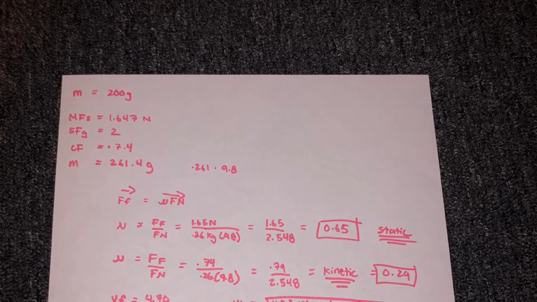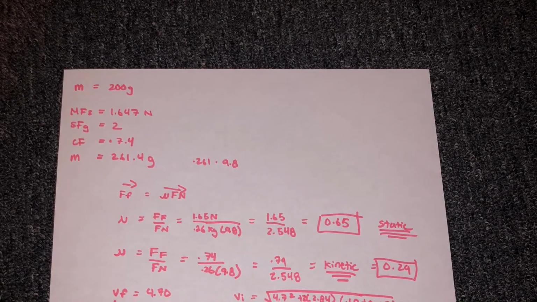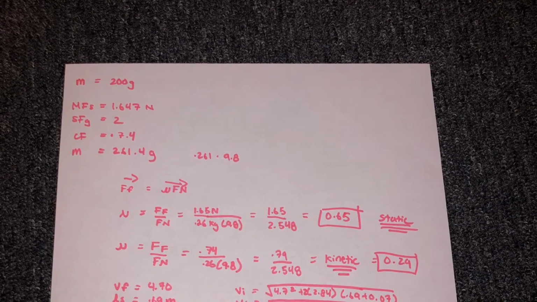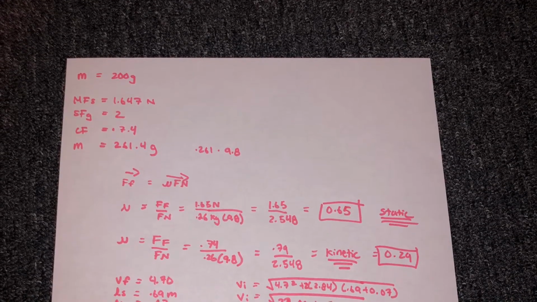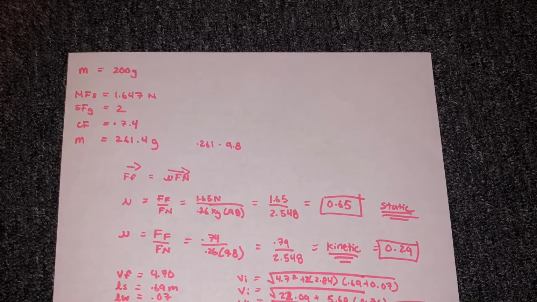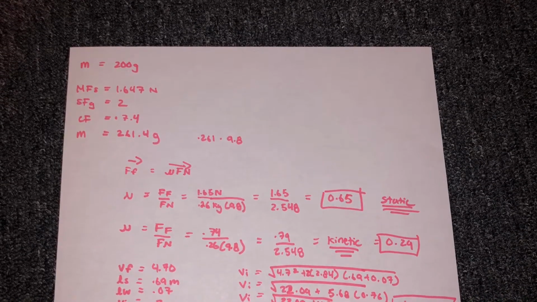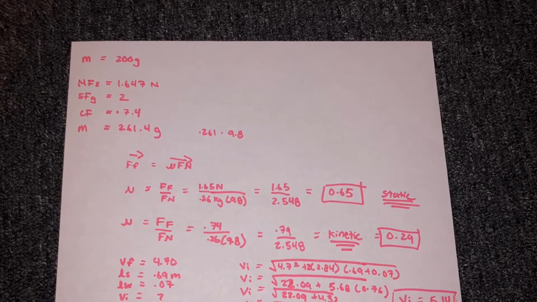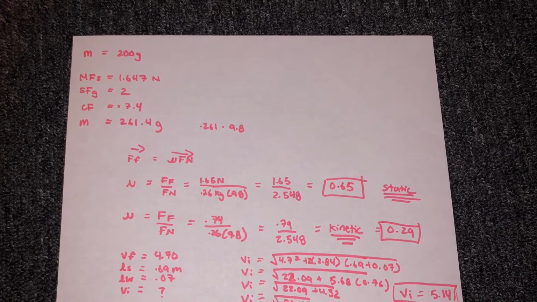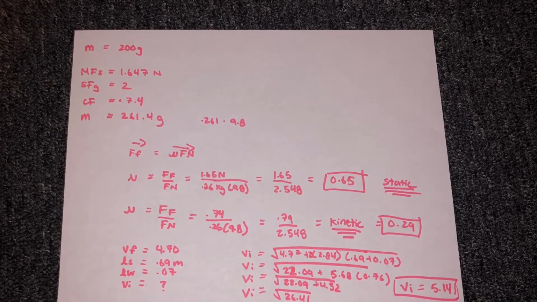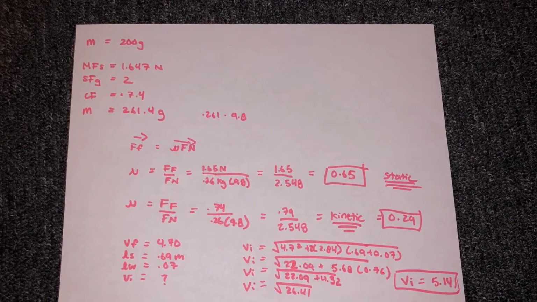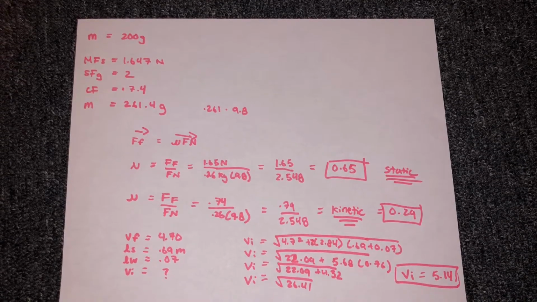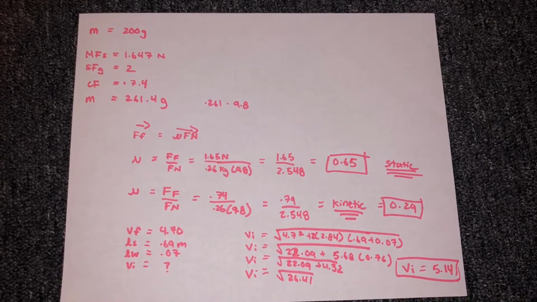Here, you have to solve for each to find the friction of the skid. To figure out mu for static friction and kinetic friction, you have to divide final force by normal force, and then multiply by gravity, which is 9.8 meters per second. The static friction, in this case, was 0.65 while the kinetic friction was 0.29.